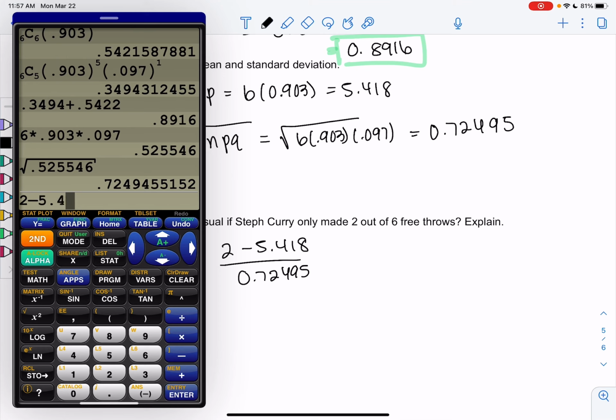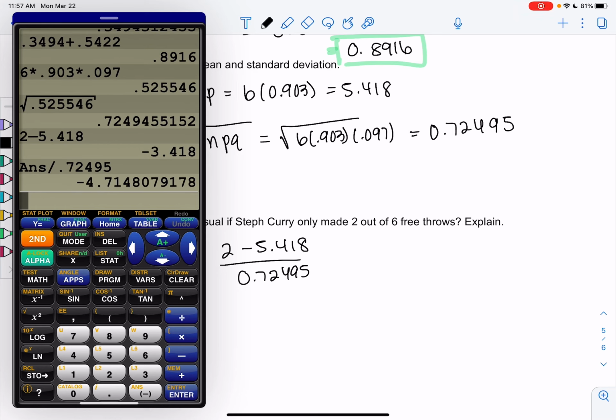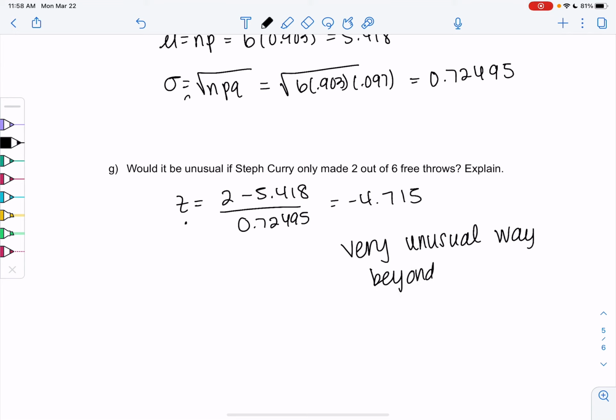2 minus 5.418, and then we'll divide by 0.72495. Yeah, and we get a way beyond 2 standard deviations, negative 4.715, right? It's very unusual. It's way beyond 2 standard deviations. And we probably knew this was unusual if we follow Steph Curry, but now we can relate something we've seen in everyday life to statistics.